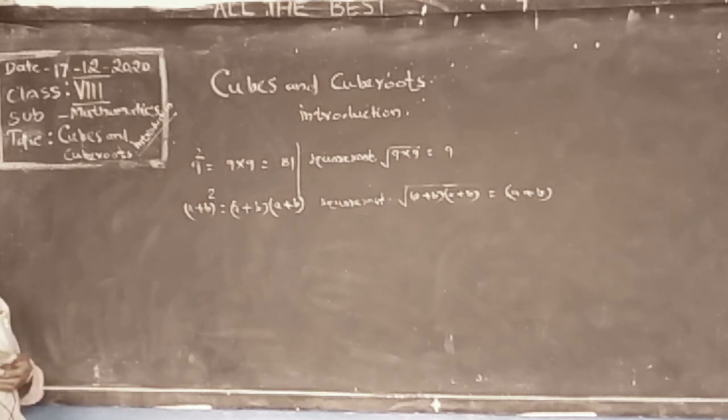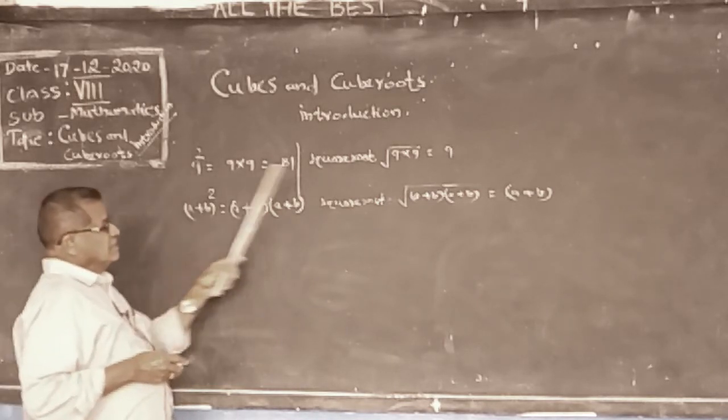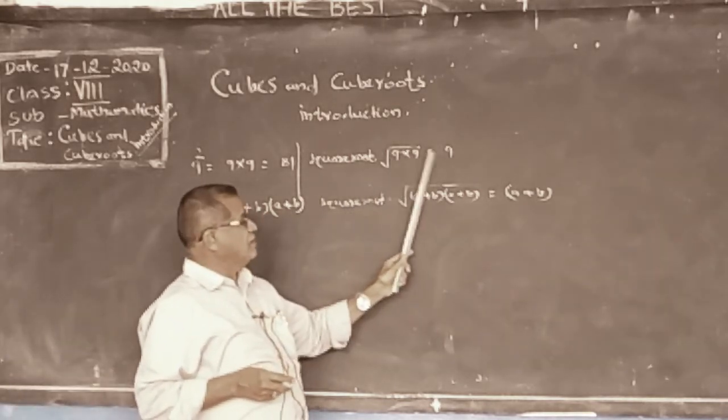So this we did in square roots. In cube, we multiply 3 times, and in cube root we take only 1 time. In the square, the meaning is 2 times, and in the square root we take 1 time.